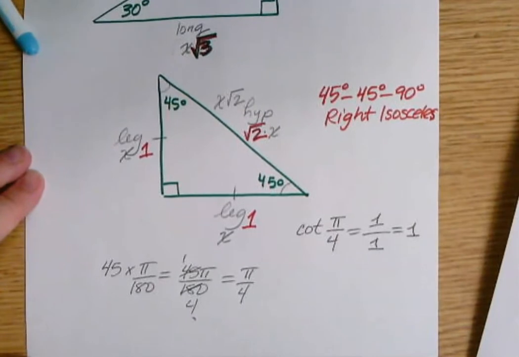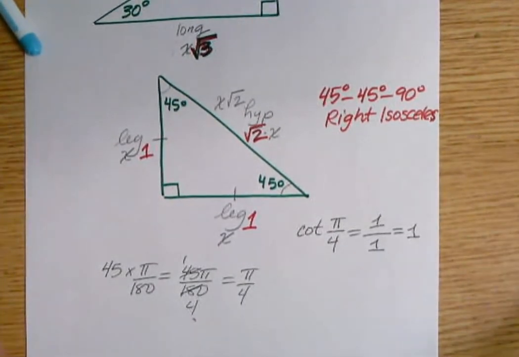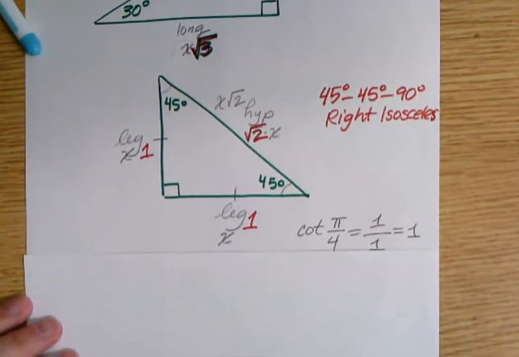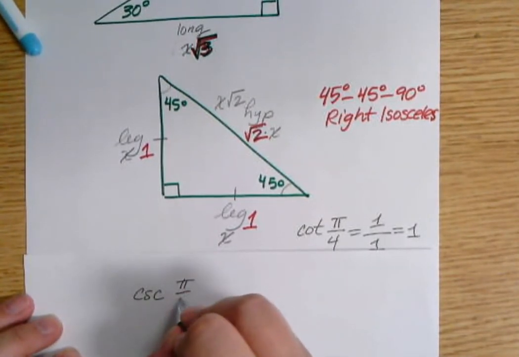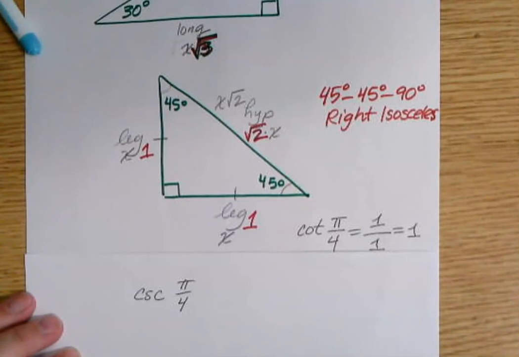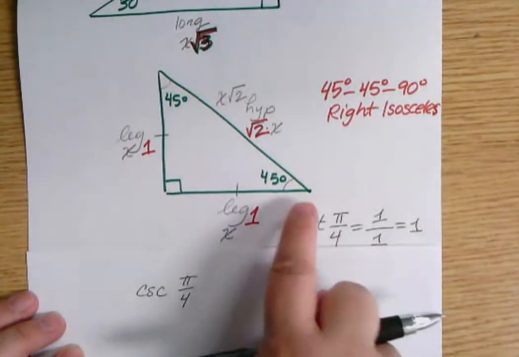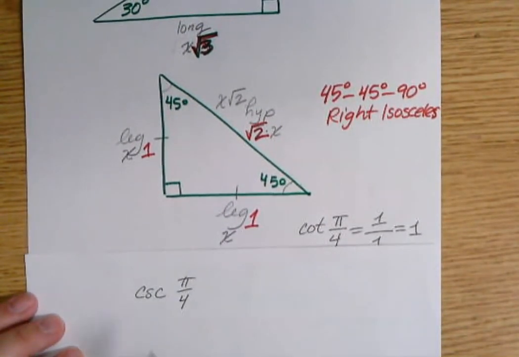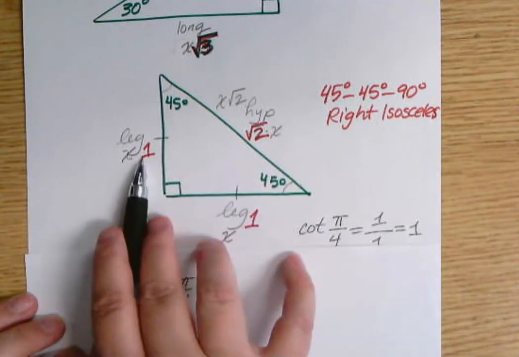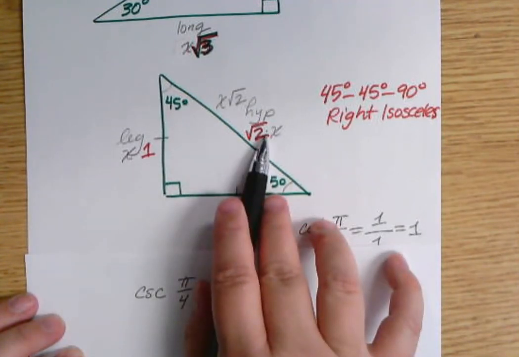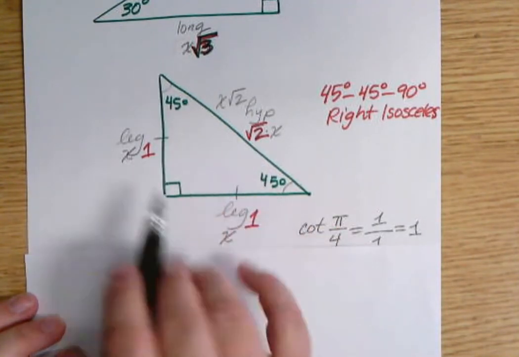How about the cosecant? Let's do the cosecant of pi over 4. Knowing that pi over 4 is the same as 45 degrees, so I can use my 45, 45, 90. Cosecant is the reciprocal of the sine. So go to 45 degrees. Sine is opposite over hypotenuse. So I'm going to flip it over and do hypotenuse over opposite.